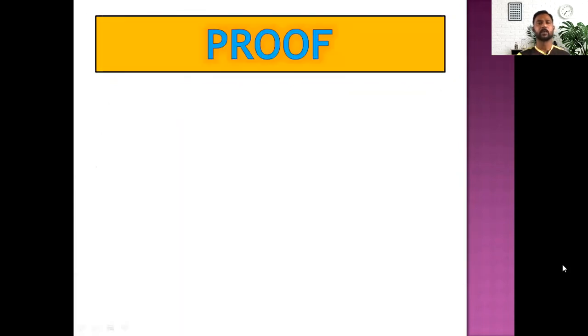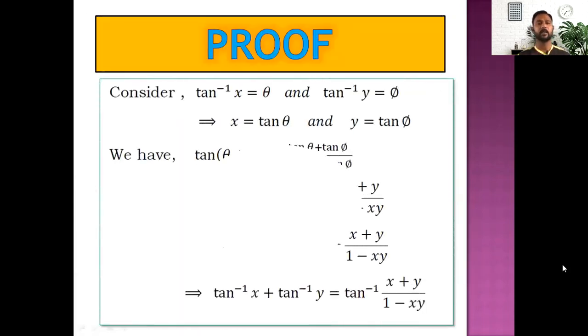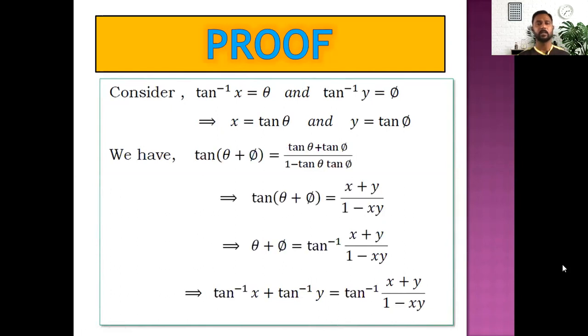Let us prove this. To prove, we consider tan inverse x is equal to theta and tan inverse y is equal to some phi. It gives x equal to tan theta and y equal to tan phi. Consider the relation tan of theta plus phi. We know it is tan theta plus tan phi by 1 minus tan theta into tan phi. That means tan of theta plus phi is equal to, replacing tan theta as x and tan phi as y, the right side becomes x plus y by 1 minus xy.